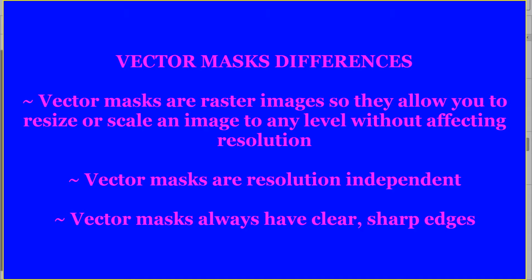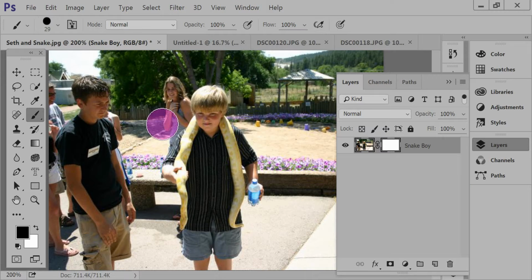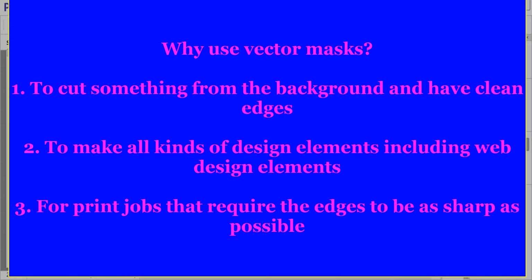In addition, vector masks have very clean, sharp edges because you're using the pen tool to create a path, and that is the best, most perfect path that can be created in Photoshop. It is well above any of your selection tools. The main reasons you would use a vector mask are when you want to cut something out of the background and you need clean edges, when you're making all kinds of design elements, including web design elements, and also for print jobs where you need the edges to be as sharp as possible.